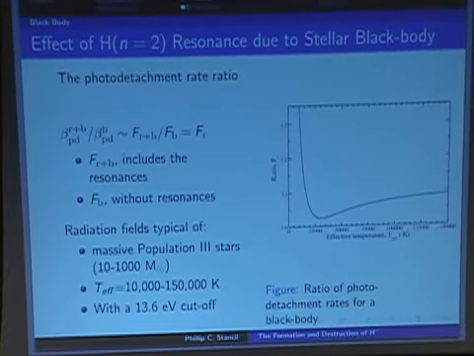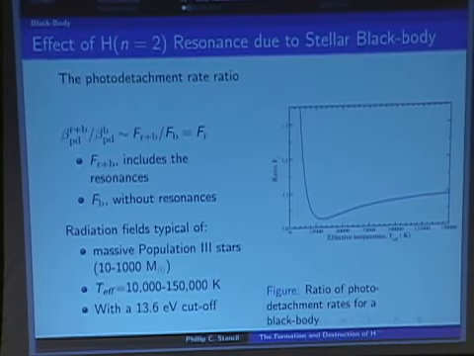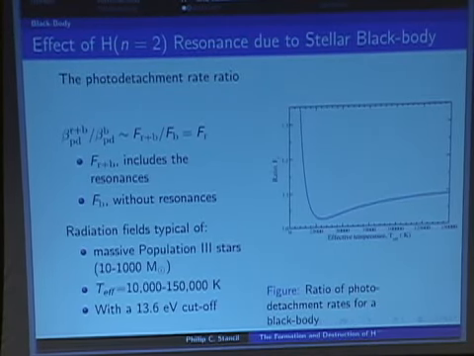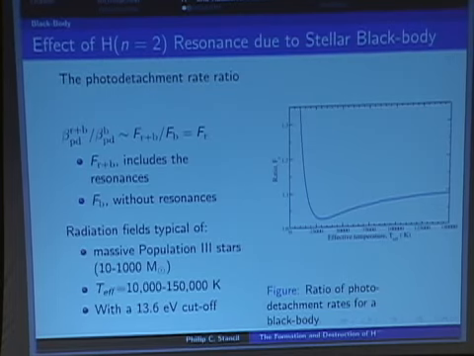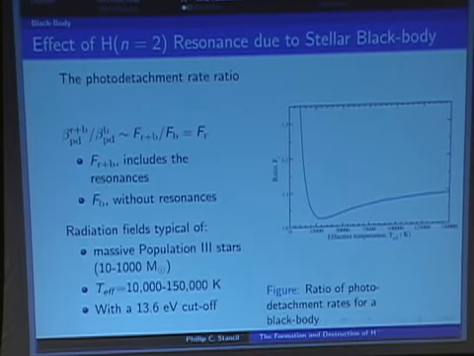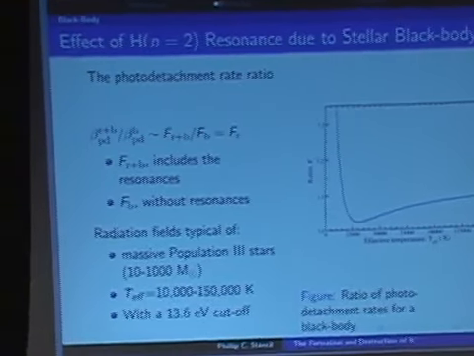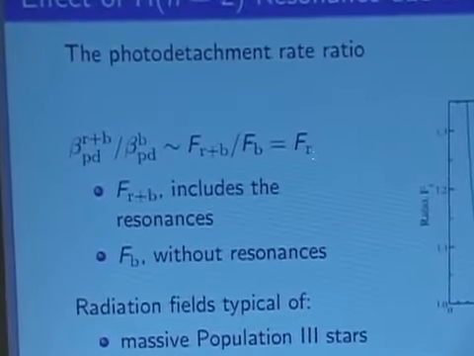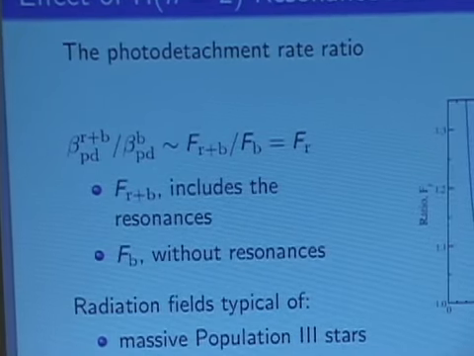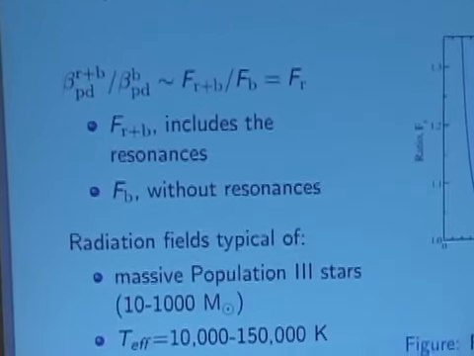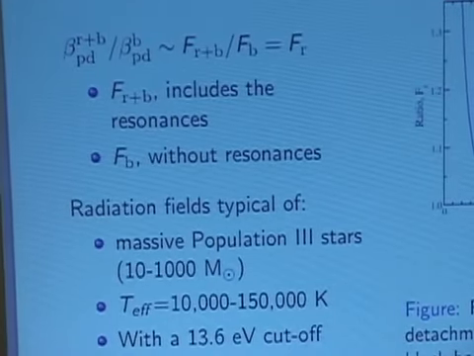How is the photodetachment rate influenced by including the resonance? What I'm going to show today is just the ratio of the photodetachment rate with the resonance and the background without the resonance. Okay? So this is the photodetachment rate with the resonance divided by just that due to the background cross-section. Forgetting that factor of 1 in the suppression factor, it's the ratio with the resonance and without, and I'll call this the suppression factor for the resonance, just the contribution from the resonance. And I'm going to consider a couple of radiation fields, and the first one is a black body radiation from these Population 3 stars.